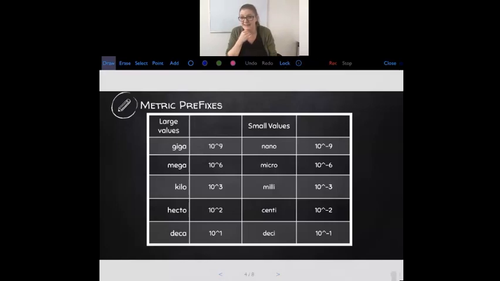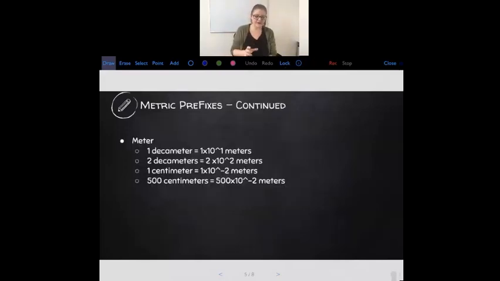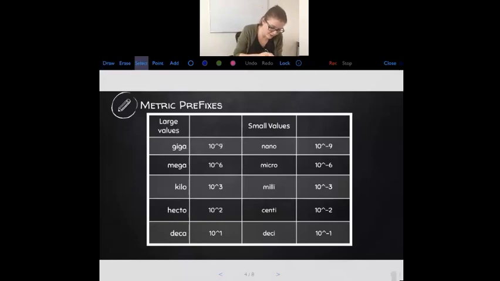Centi, I think of like a cent is 1/100th of a dollar. 10 to the negative 2nd denotes 1/100th as well. So how are these used? Let's say we've got our base unit, as I like to think of it, as meter. 1 decameter is 1 times 10 to the 1st meters. It's because we were given 1 to start with, and deca is times 10 to the 1st.